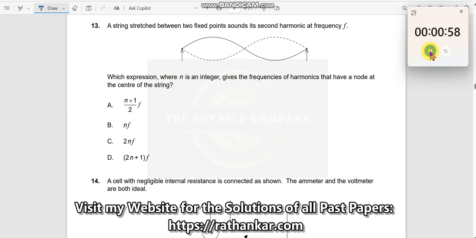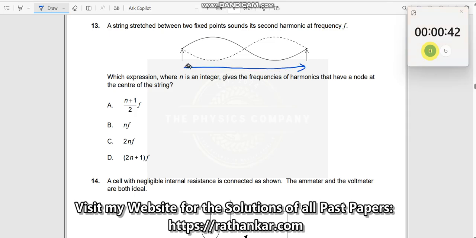Question number 13. A string stretched between two fixed points is in the second harmonic at frequency f. Okay, second harmonic at frequency f. It appears like it's a full wave over here, right? Let us understand it like this. Let us say this whole length of this wave is equal to 1 lambda, and the time taken by the wave to complete this path is equal to time period t, and hence your frequency is also f.